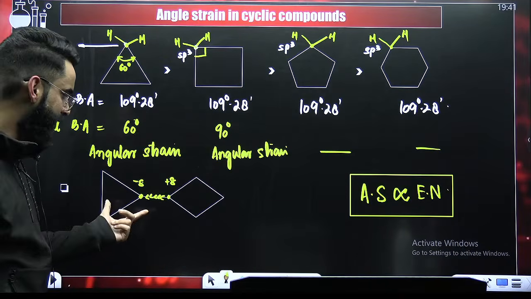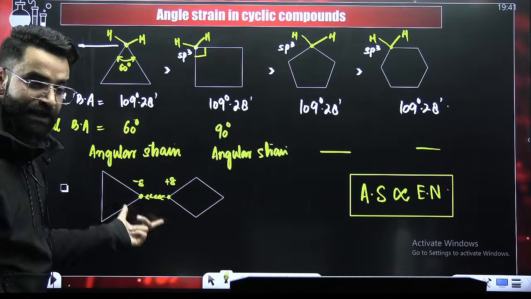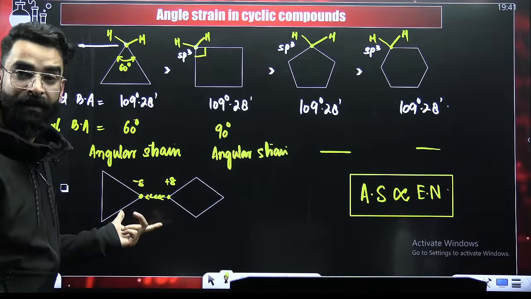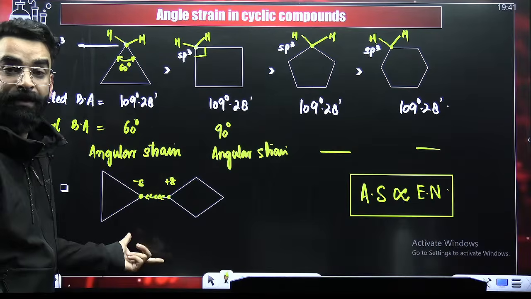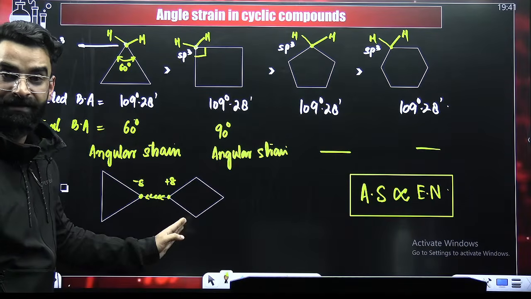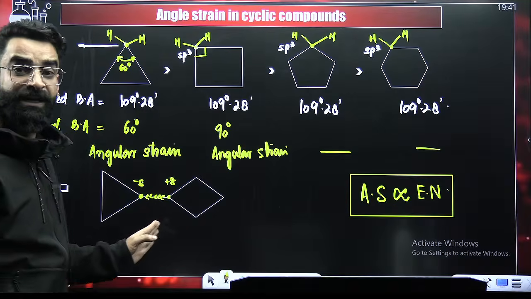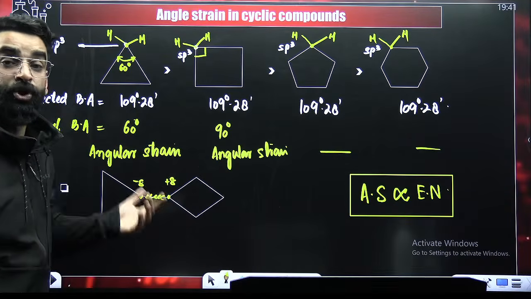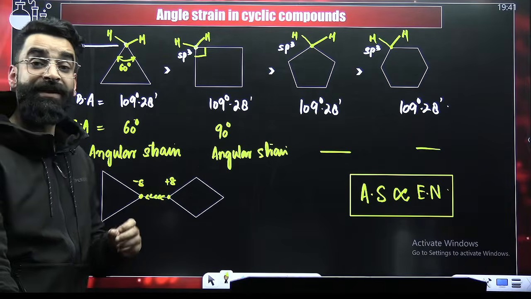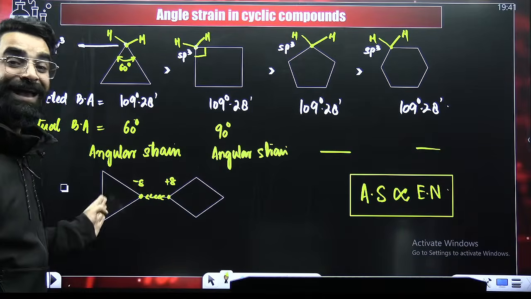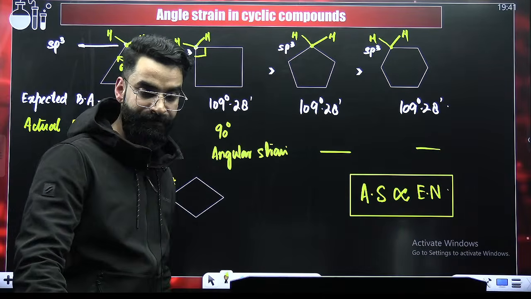So again, I would say the molecule became partially polar because of the difference in the electronegativities. And the difference in the electronegativities has arisen due to the angular strains in these rings.